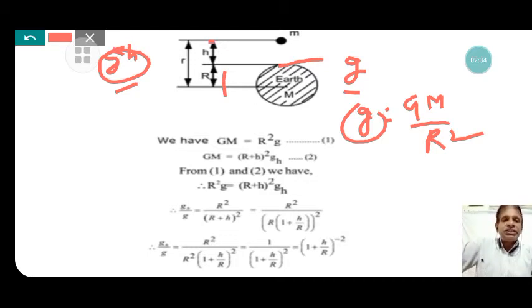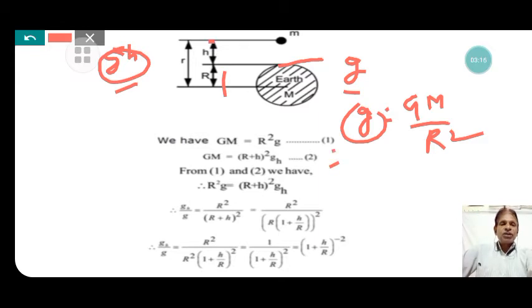Now, when the distance between the center of the earth and the location of the object, which is at height h from the earth's surface, increases, the distance between the two objects increases. Now g_h is equal to G M by (R plus h) square, according to the expression. Here g_h is the acceleration due to gravity at a point at height h.